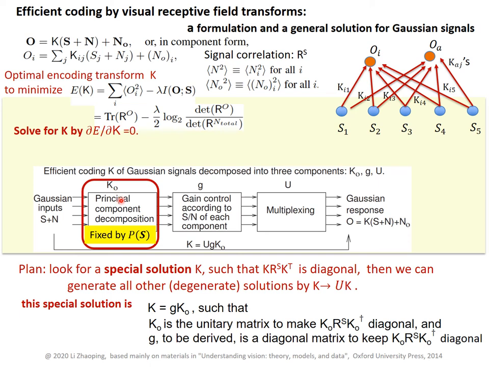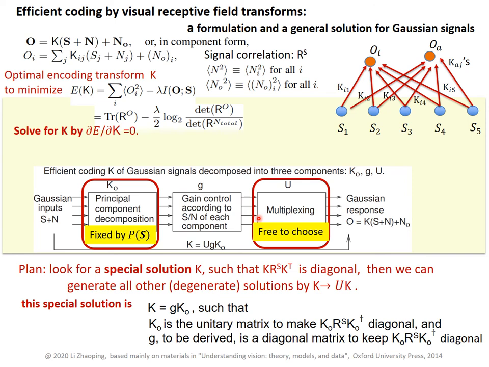The second step is to have this diagonal matrix multiplying it. That means for each principal component, you give a particular gain, the diagonal element, to it. The third step is to multiply by this orthonormal matrix, which can be any orthonormal matrix. It doesn't change the EK value, but it's going to be useful for some other things. So the third step is free to choose.